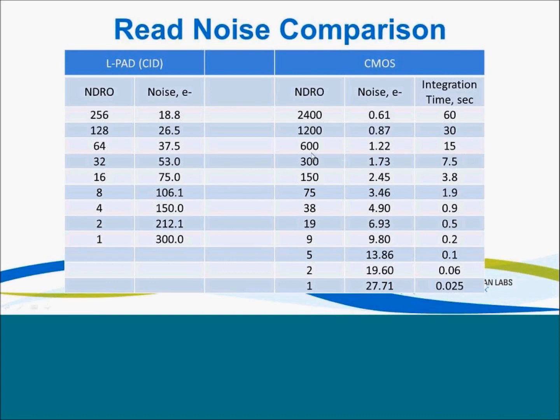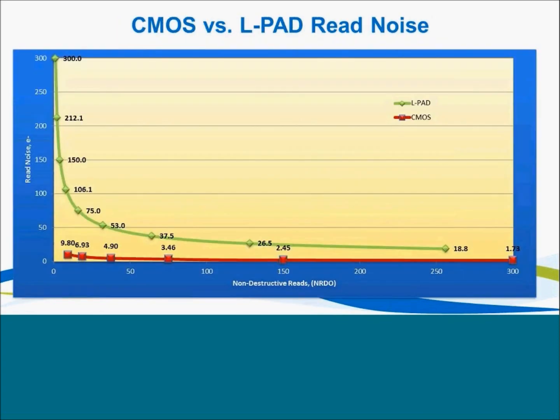If we just do a 15-second integration, that's going to be 600 NDROs. That's going to take that 30 or so electron read noise and reduce it down to right around 1. If you go to a 30-second integration, which is fairly common, you have a read noise of less than 1 electron. If you plot them out together, you can see that the read noise of the CMOS device is just superior to what's on the LPAD and what's on CIDs.